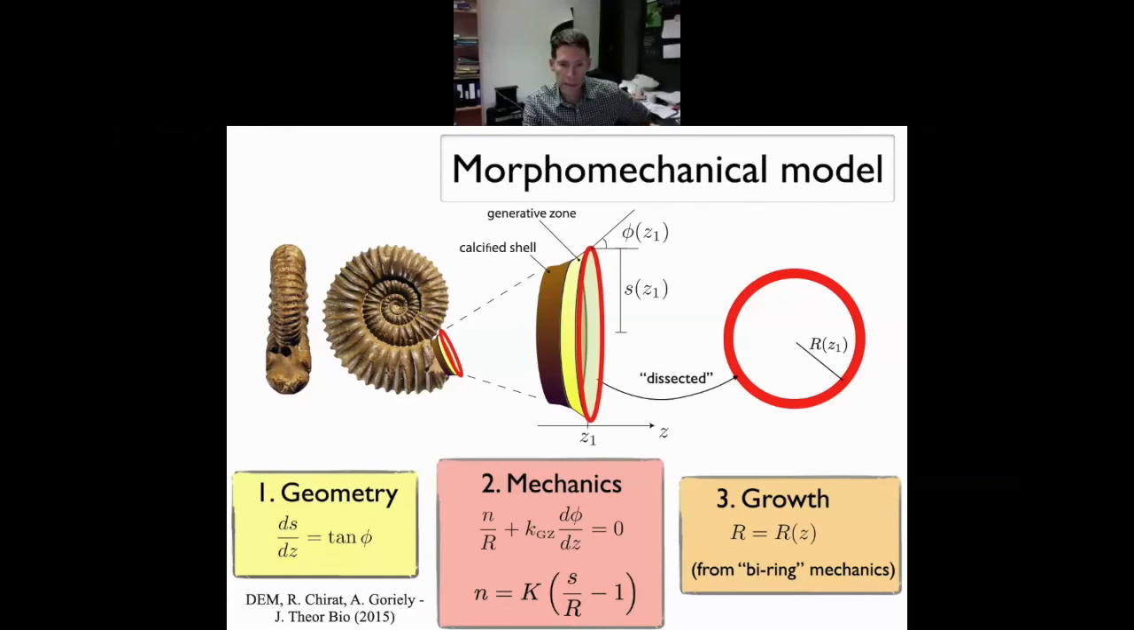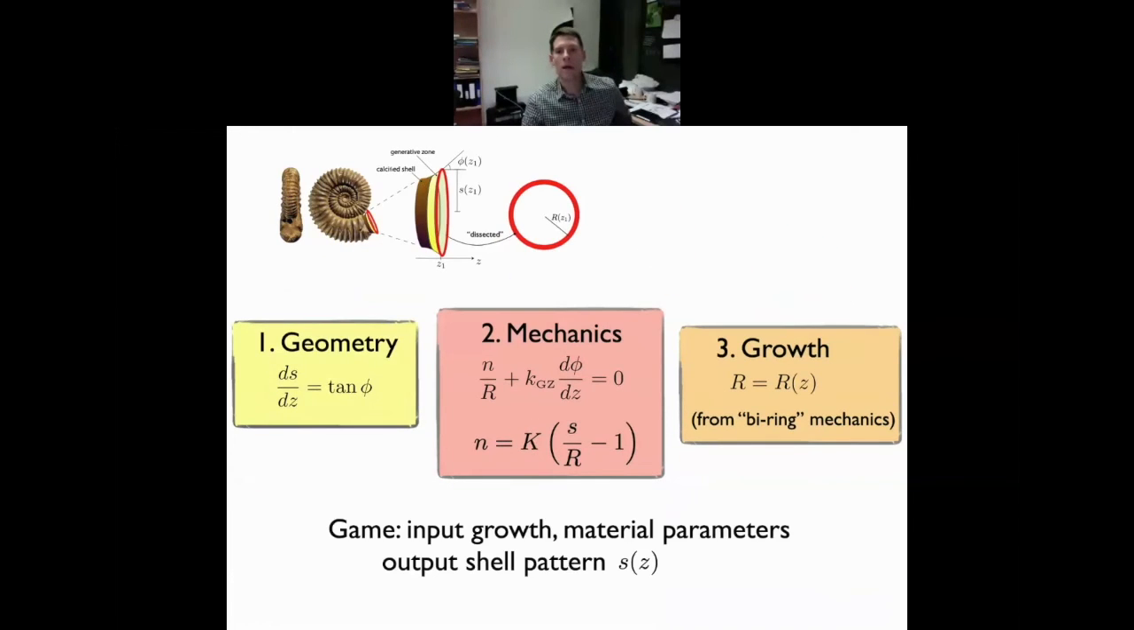The mechanics is really just a force balance for an elastic ring. Notice that there's this extra force, d phi dz. That's the sort of torque spring force of the generative zone resisting a change in its current angle. And the growth, so whatever the mantle is doing, it's trying to grow, is captured in this function R of Z. So the idea is that if you input some rule for how it's growing and you input the material parameters, then you would solve this set of equations for the shell pattern, which is the function S of Z.